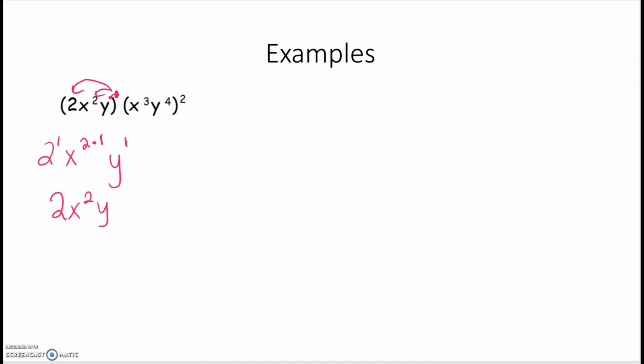But my second set does change because I have a number out there. So right here I have x to the 3rd times 2 and y to the 4th times 2. Now I'm going to multiply those together. So I have x to the 6th, y to the 8th. Okay. Now I'm switching back. I'm done with parentheses, so no more multiplying.